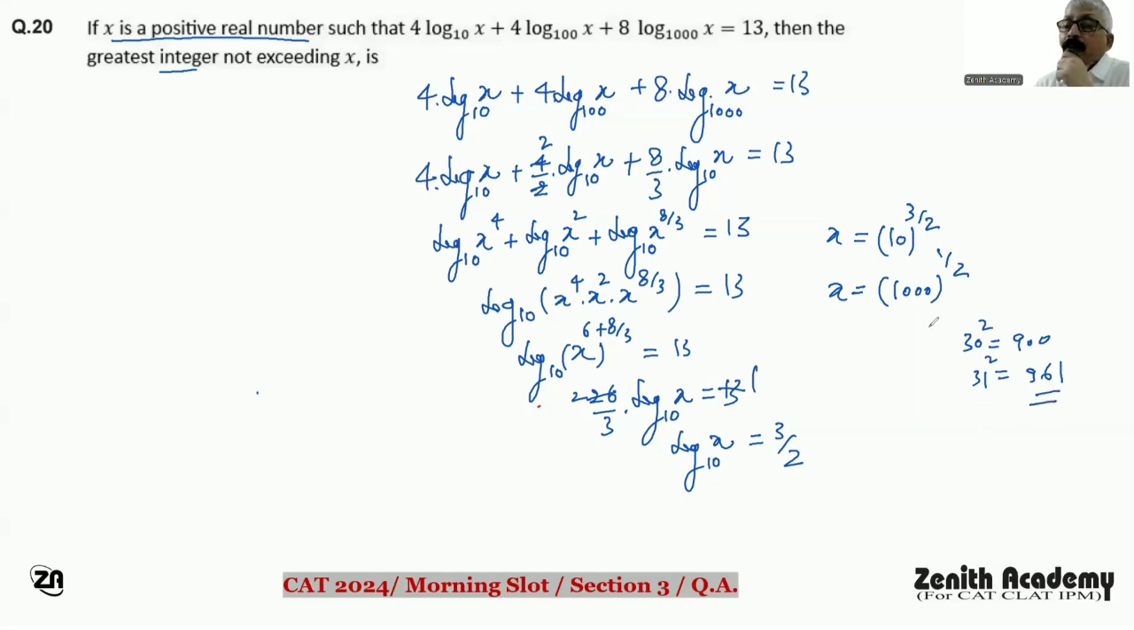So what is it? 30 point something, correct? 31 squared is 961, so it is 930. X is equal to 31 point something something. So the question is the greatest integer not exceeding X. So the integer is what? Answer is 31.